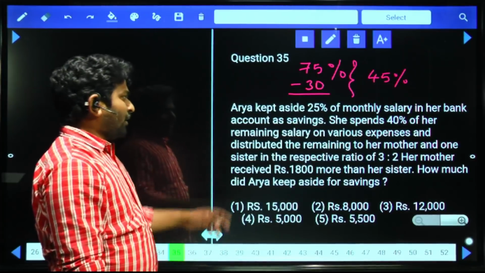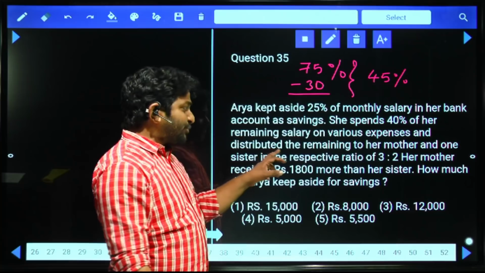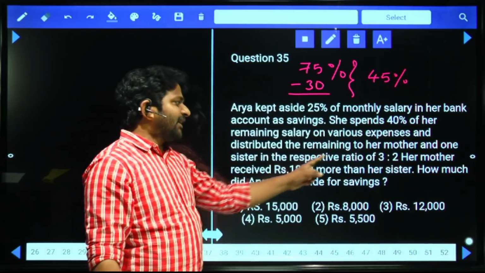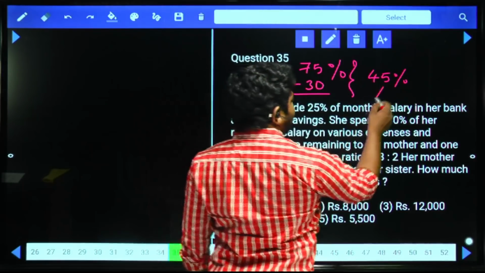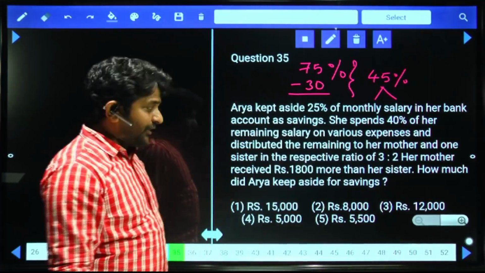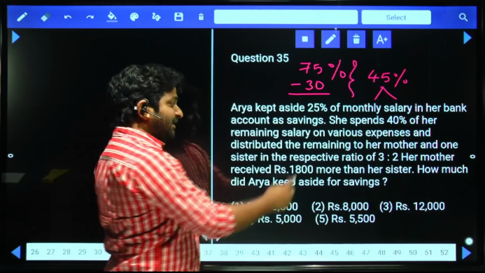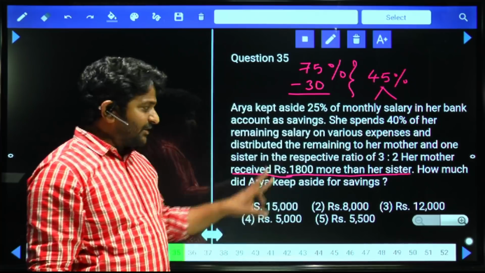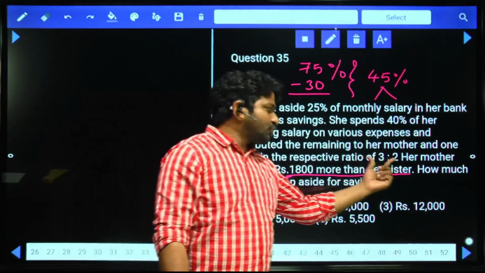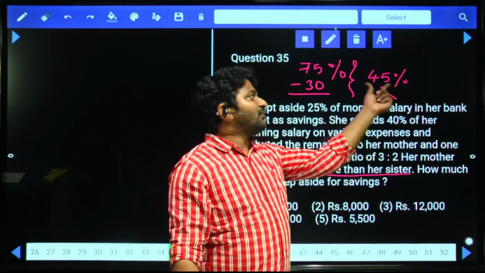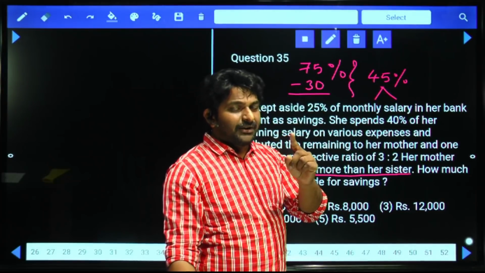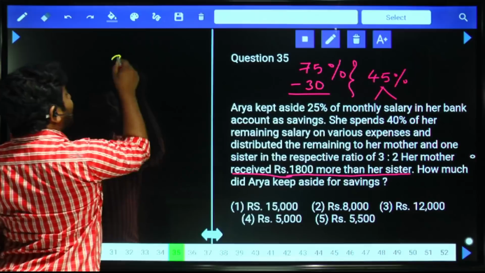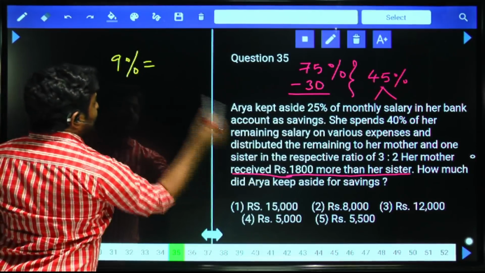Now, of the remaining salary on various expenses, she distributed the remaining 45% to her mother and sister in the respective ratio 3:2. So this value 45% is distributed among 3:2 ratio. Her mother received 1800 more than sister. So 1800 is the difference between amount received by mother and sister. So both together are getting 5 parts. 5 parts is equal to 45%. Then one part is equal to 9%. Difference is one part, which we got as 9%. And that 9% difference is equal to 1800 rupees.